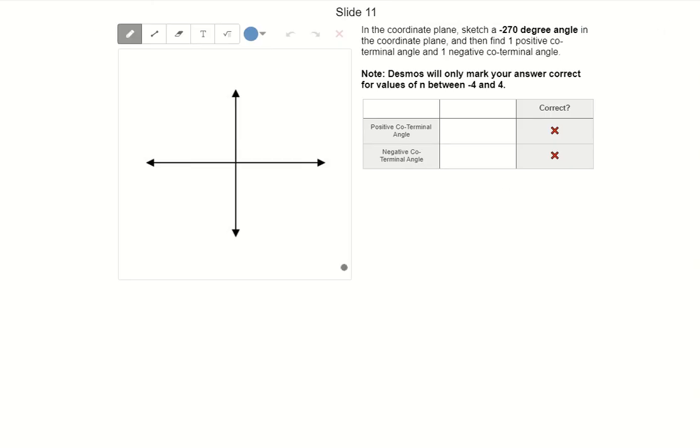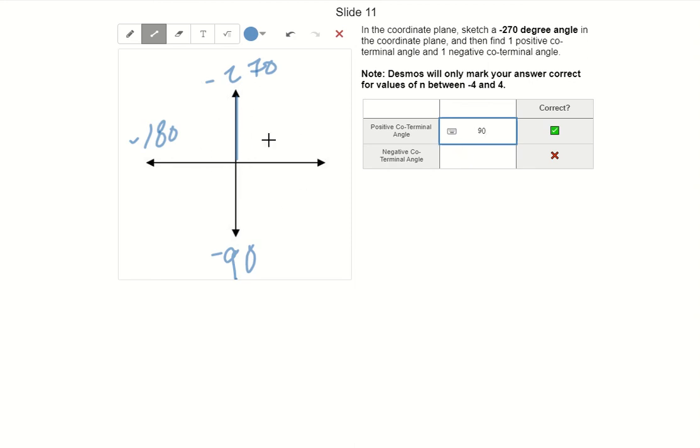And then our last one like this, we've got negative 270 degrees. I know 270 is a multiple of 90, right? So this is negative 90, negative 180, and this is negative 270, right? So it's right on the y-axis. So a positive coterminal angle, well, I don't even have to add anything. I know that that's where 90 is, right? When you're going in the positive direction, this is a 90-degree angle.